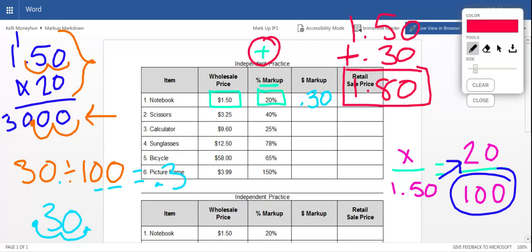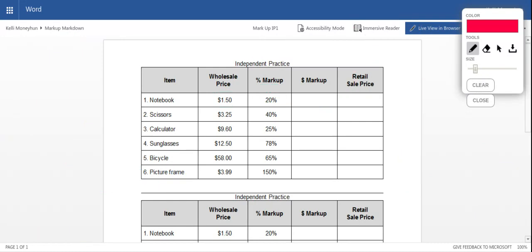Okay, so go ahead and try number 2 through 5 by yourself. So scissors, calculator, sunglasses, bicycle. Go ahead and try that by yourself. Okay, pause it, rewind the first example if it's going to help you. Make sure you're writing all your proportions and doing your second steps. I'm going to show you how to do number 6. So whenever you're done with 2 through 5, come back to the video and look at number 6 with me.